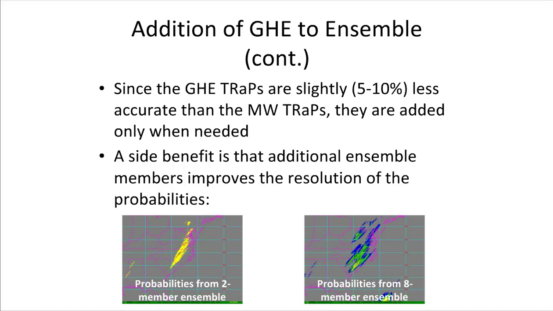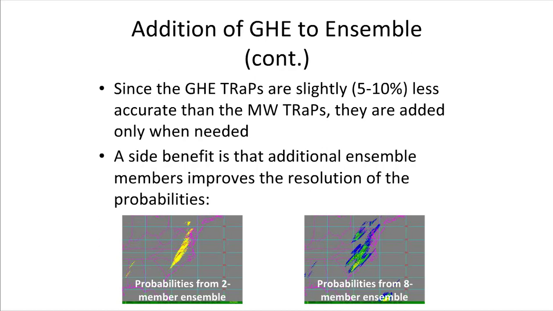As a result, TRaPs produced using 1-hour GHE totals have a root mean square error about 5% higher than for the microwave-based TRaPs, while the equitable threat score is 5 to 10% lower. Also, the GHE TRaPs are multiplied by 0.7 to remove a wet bias.